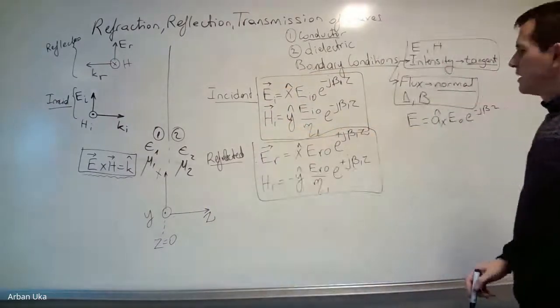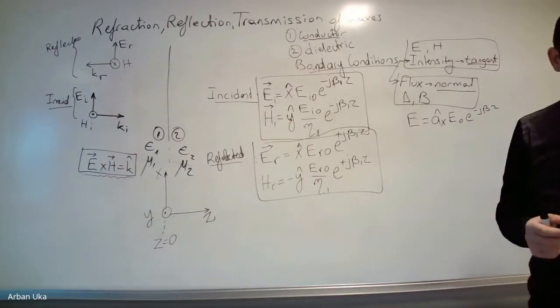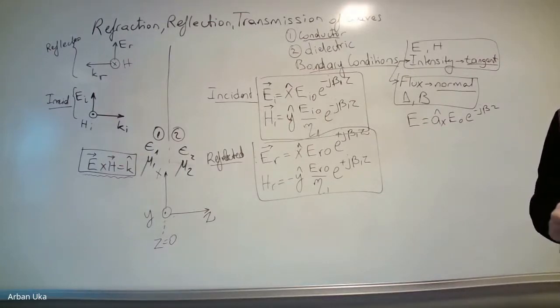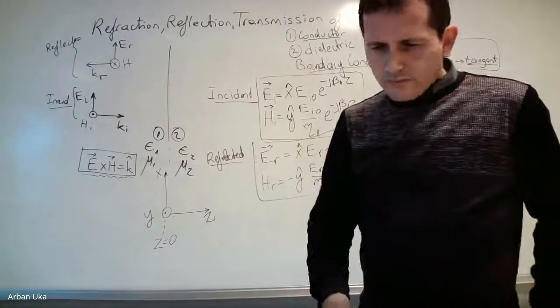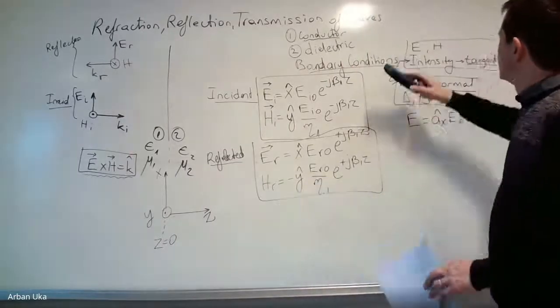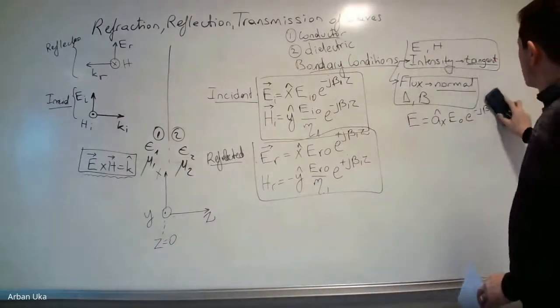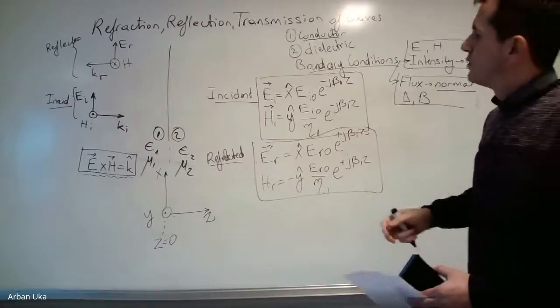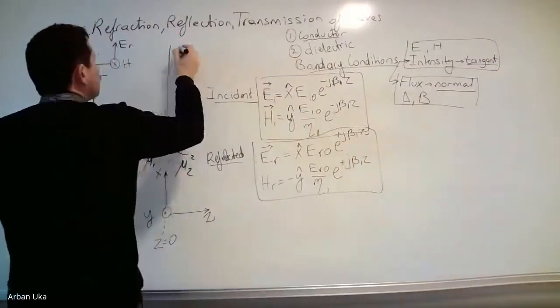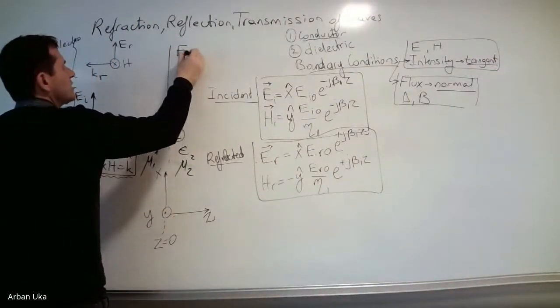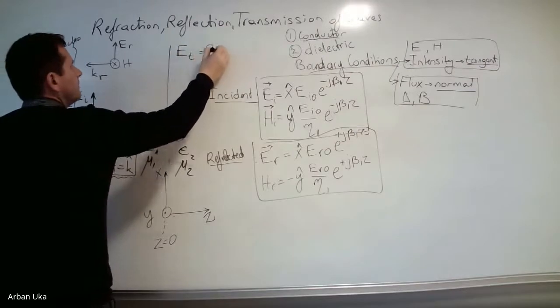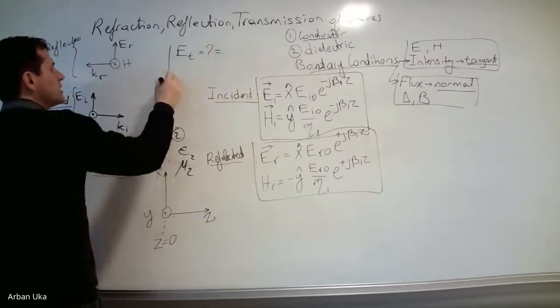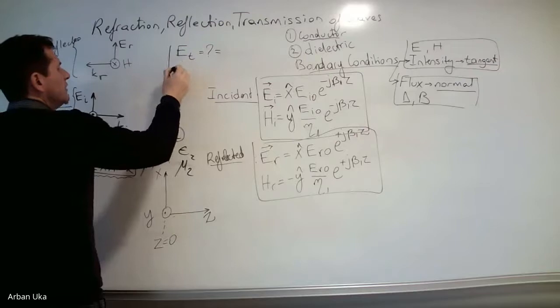And at this stage, we just need to write the boundary condition. And the boundary condition, what is it? We should also look for what is the electric field on this side, transmitted. So what is the transmitted electric field here?